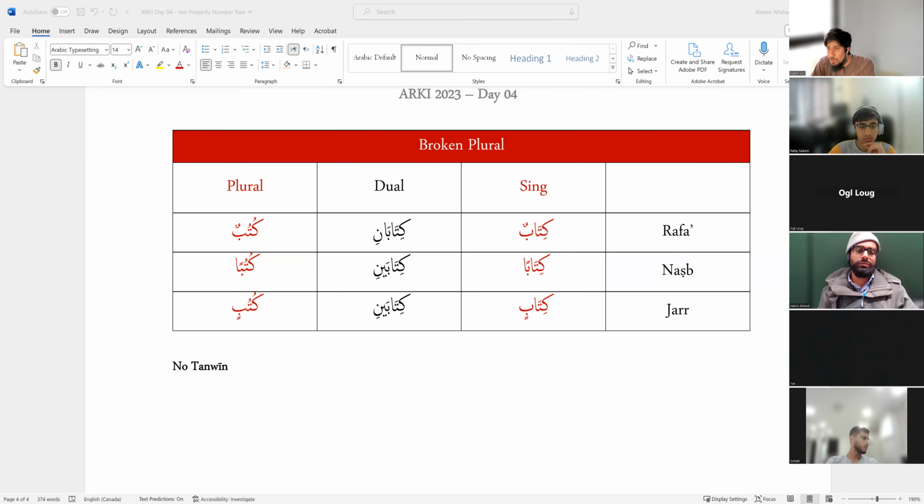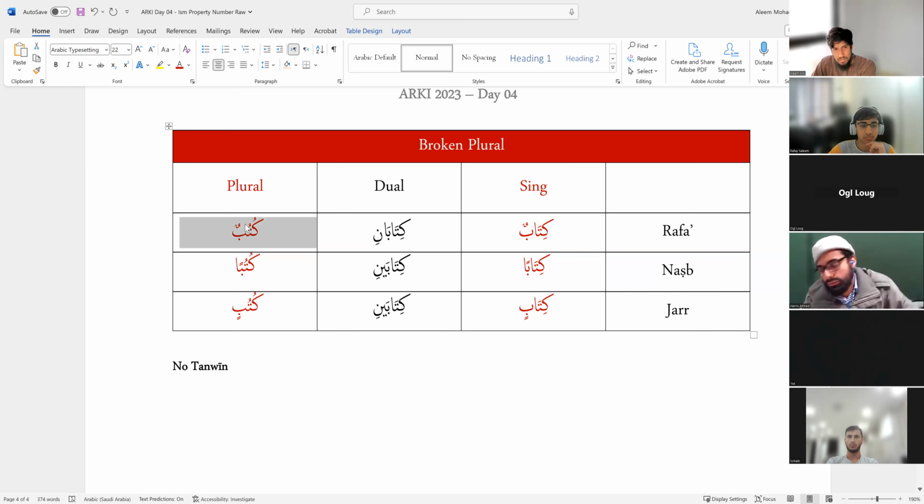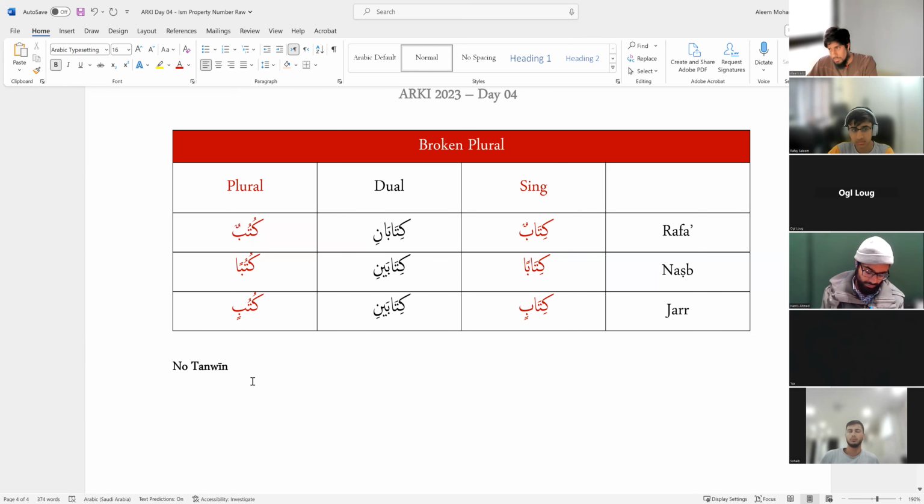So someone's asking, is knowing the different broken plurals only something that comes from exposure to the language, or is there a trick to knowing the different ones? So there's actually patterns that we'll learn, like fu'ulun, af'alun, fu'ulun, right? There's patterns that exist, and we'll give you a sheet that indicates some of the major patterns. But to be honest, as you read the language more, you just kind of get used to it. And the dictionary is a good fallback when you come across a word. It will tell you if it's a broken plural or not.